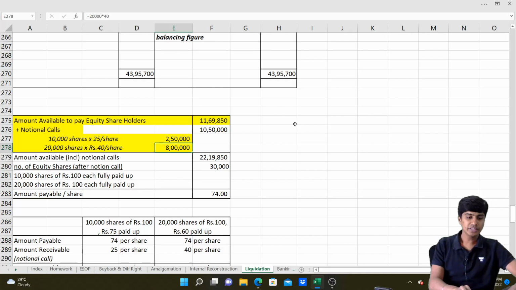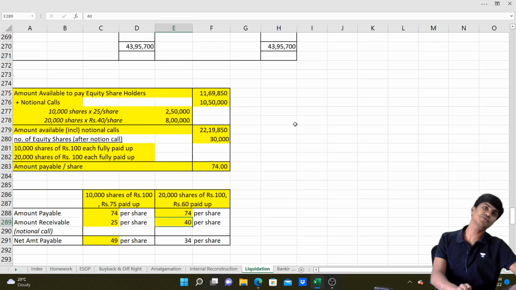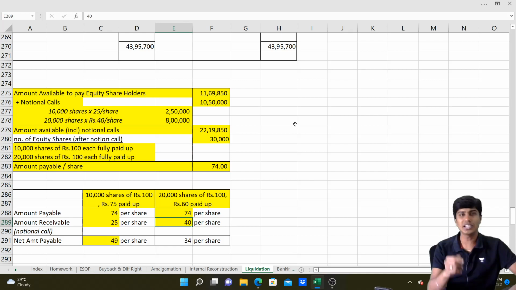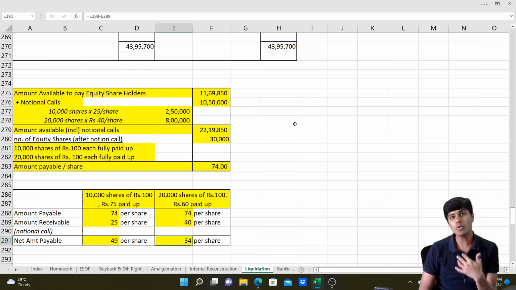Similarly, for the 20,000 shares of rupees 100 each 60 paid up, we are supposed to pay them 74 rupees after collecting 40 rupees from them as notional call. So instead of giving them 74 after collecting 40 from them, I will compute the net amount and straight away write 34 rupees. What is it? 34 rupees is the net amount payable to them. Got that? So this is how we compute and then basically arrive at the amount.